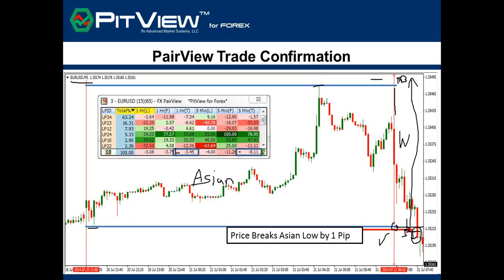Oftentimes, the times when this would prevent a whipsaw is that sometimes when this breaks through the low, as it does, these will actually be green, showing that they favor the actual buy side of the equation, and so I won't take the trade. But in this case, they actually do favor my direction, and so it gives me more confidence to take my sell trade on the euro-dollar pair. It's just a way that you can use it for confirmation by just looking to see if PitView is green or red, if you will. If it's green, it favors the buy side. If it's red, it favors the sell side of the underlying pair that you're trading.